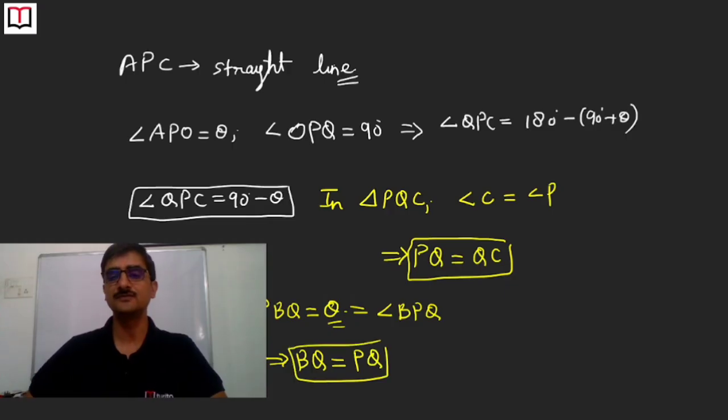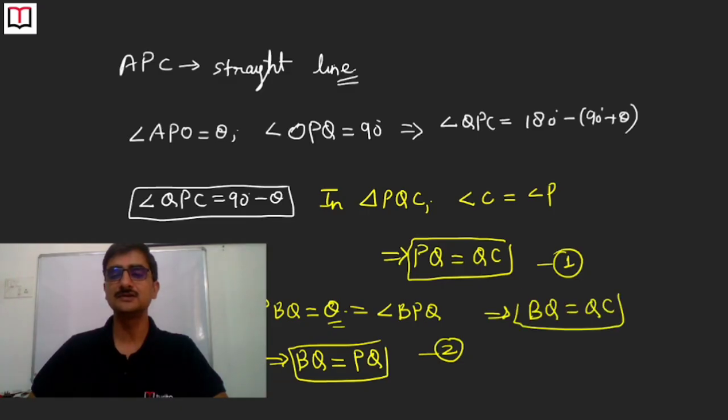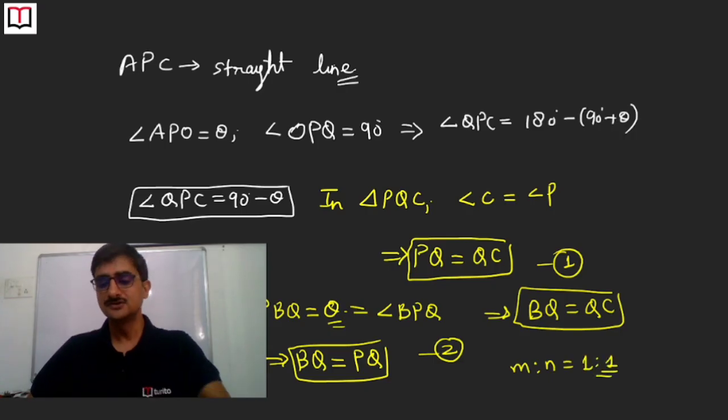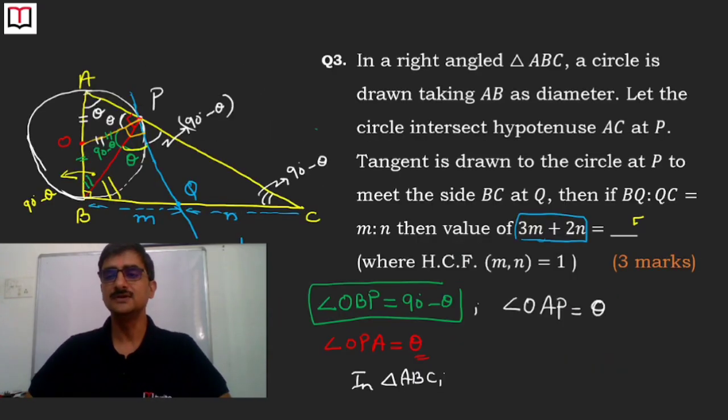Now from statement 1 and statement 2 we can say that BQ is equal to QC. Now what does that mean? That means the ratio M is to N is actually 1:1. So the answer should be 5.